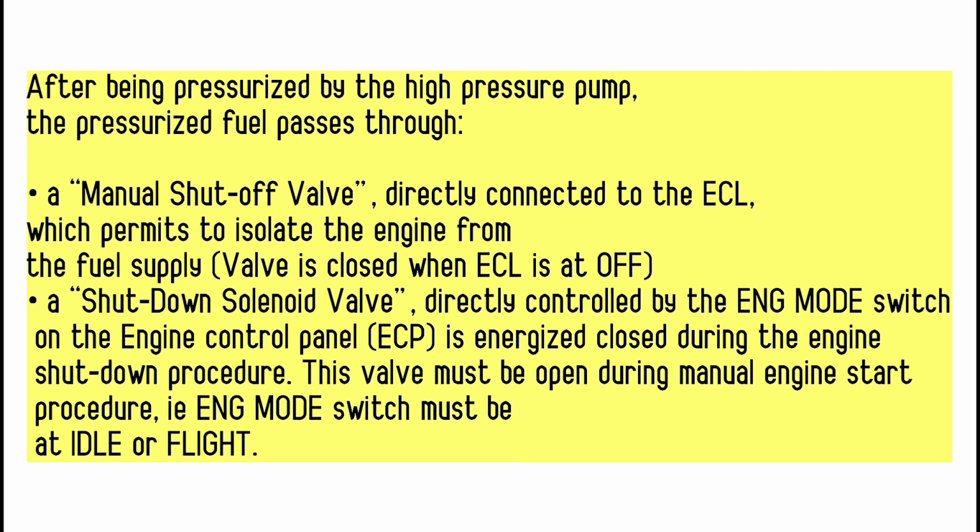After being pressurized by the high pressure pump, the pressurized fuel passes through a manual shut-off valve directly connected to the ECL, which permits isolating the engine from the fuel supply. The valve is closed when the ECL is at OFF. A shutdown solenoid valve is directly controlled by the engine mode switch on the engine control panel, ECP. It is energized closed during the engine shutdown procedure. This valve must be opened during the manual engine start procedure, i.e. the engine mode switch must be at idle or flight.